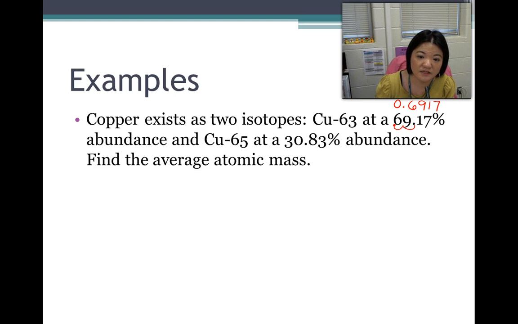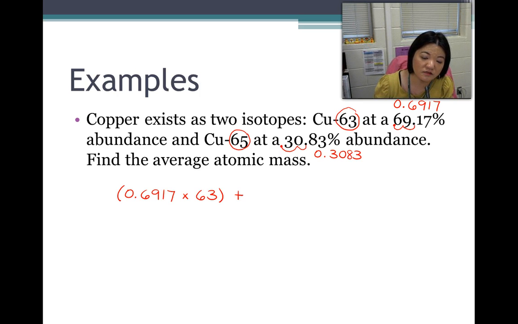Alright, and then we're going to do the same thing with 30.83%. Okay, move the decimal 2 places to the left, and you're going to get 0.3083. Alright, now let's figure out where the masses are. The masses are 63 and 65. So now we have all the information that we need to calculate the average atomic mass. We are going to take the percent of the first one, 0.6917, and multiply by the mass, 63.